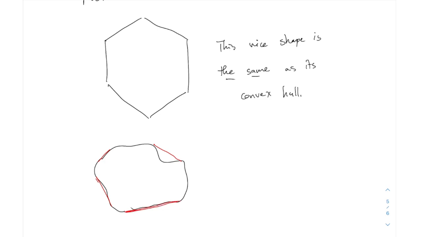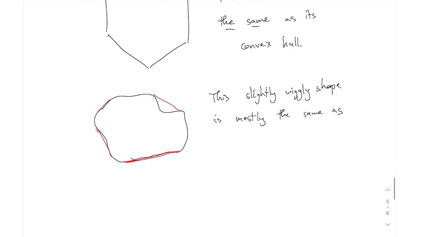But anyway, what I'm saying here is this: I would say a slightly wiggly shape is mostly the same as its convex hull, right? They're different, but not very different. You just have to fill in a few little bits. This slightly wiggly shape is mostly the same as its convex hull.